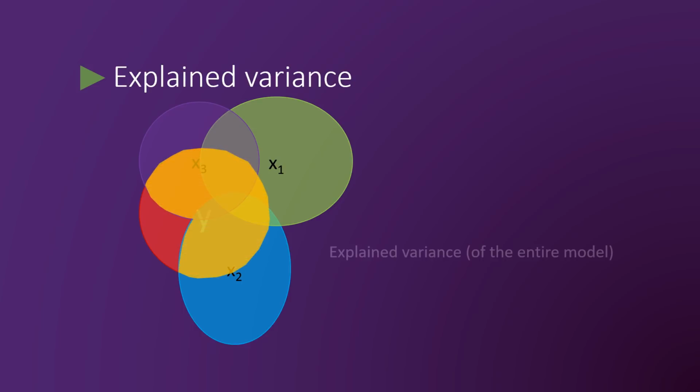All of these things together, where they overlap the y circle, is what we call explained variance. So this is your whole model. In a multiple regression analysis, all three of these variables together exist in a single calculation. So it's y equals a plus b times x plus b times x plus b times x in this case. And altogether they explain a certain thing. It's explained variance.